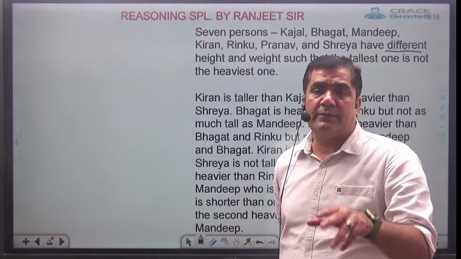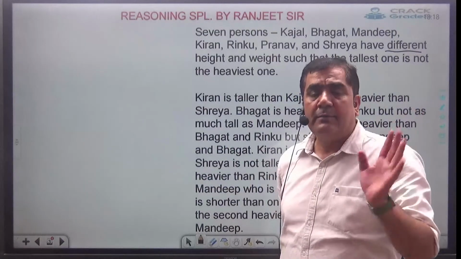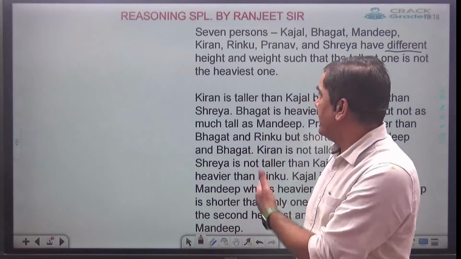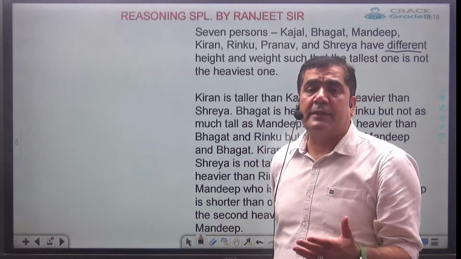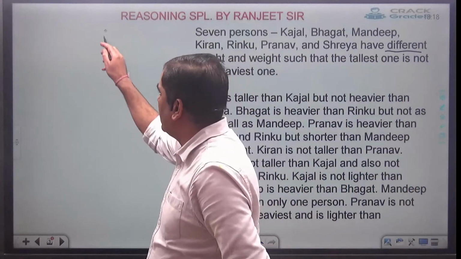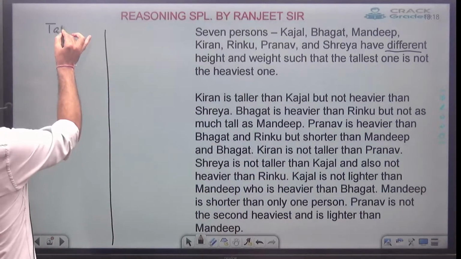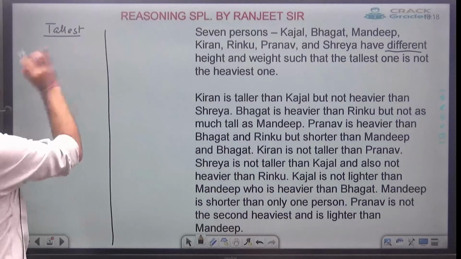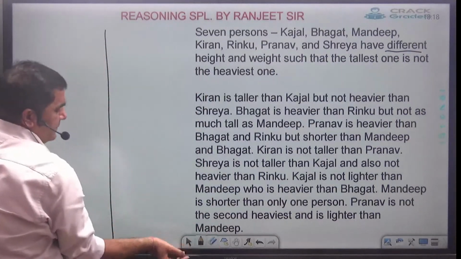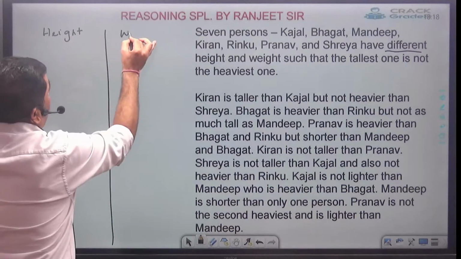The first condition they have given is that no two persons will have the same height and weight, means each person will have different height and different weight. And in parallel to that, they have given that the tallest one cannot be the heaviest one. So how to start? Here I have to find out which one is the tallest and which one is the shortest. Here I am going to compare height, and here I am going to compare weight.